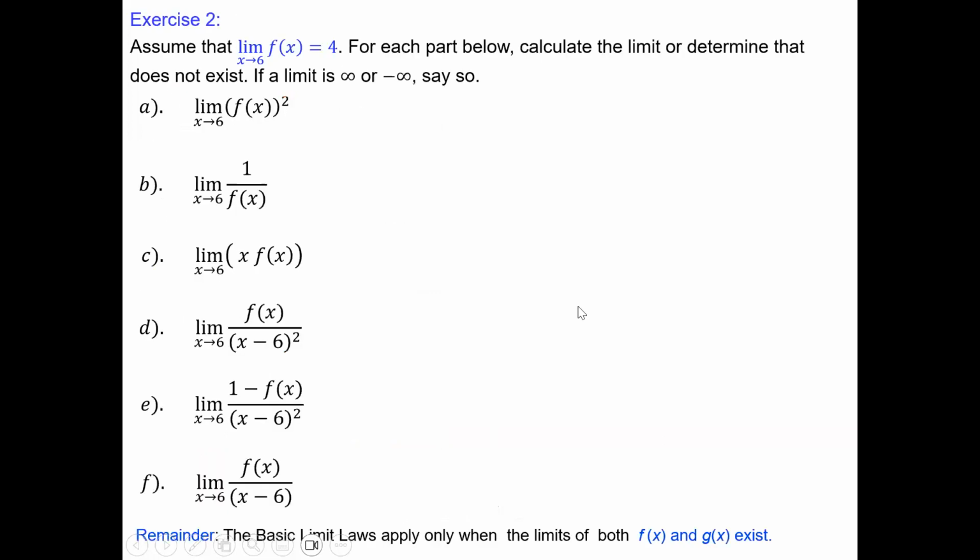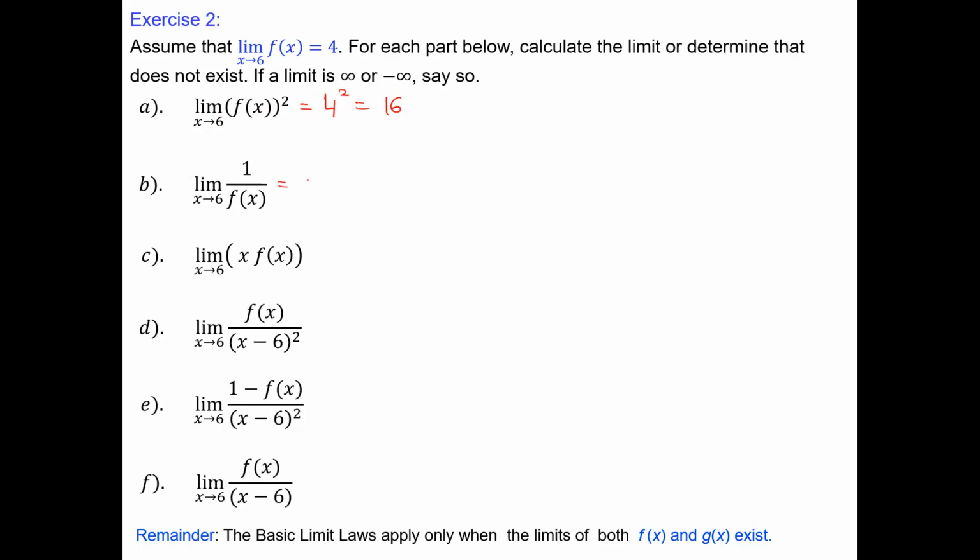Okay, let's see. We may try to figure out all of these limits. Assume that the limit as x approaches 6 of the function f of x is 4, exists. For each part below, calculate the limit or determine that it does not exist. If the limit is infinity or negative infinity, please say so. Okay, limit as x approaches 6 of f of x squared. The limit of f of x is 4, and the limit of the power is the power of the limit, so we can just say 16. We don't have to rewrite this.